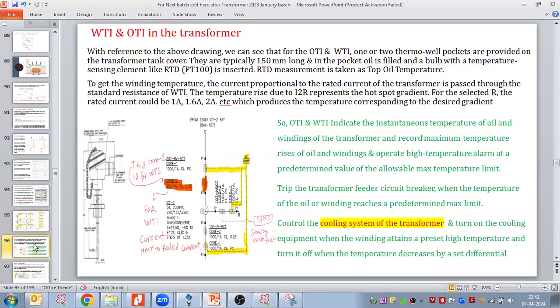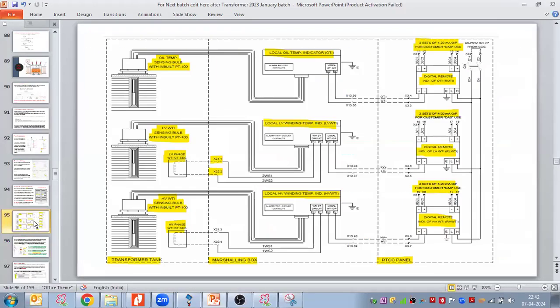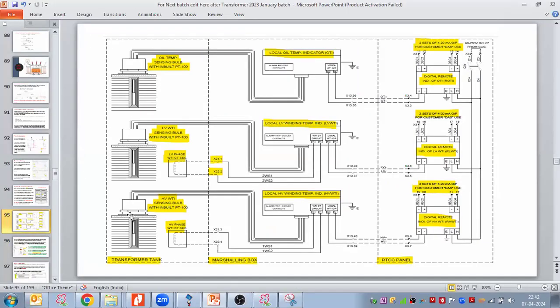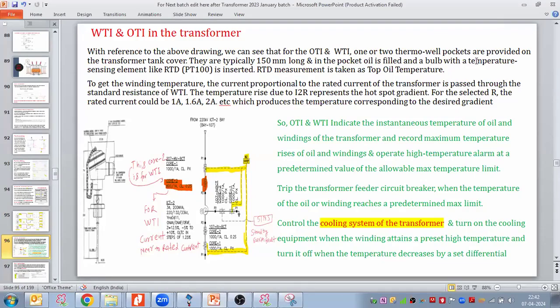Now here we have the same concept, and we apply it in the single line diagram as well. So with reference to the above drawing, we can see that for the OTI and WTI there are two thermo wall pockets. Here we have the thermo wall pocket that the tank manufacturer needs to provide inside the tank. So thermo wall pockets are provided on the transformer tank cover.